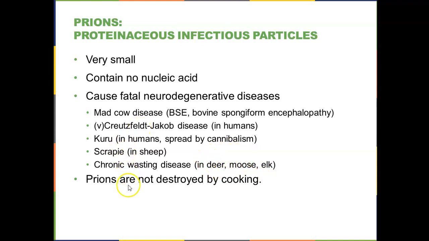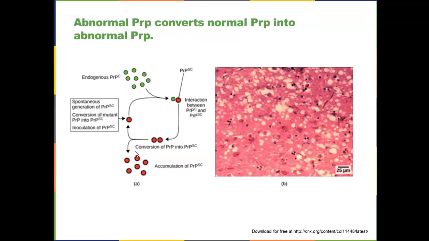And one of the interesting things is prions are not destroyed by cooking. Viruses are killed by cooking. Bacteria are routinely killed by cooking. So cooking food normally protects us, but you cannot get rid of the infectious element in any of these diseases by cooking. It remains intact and functional. So here's an illustration of what's going on.